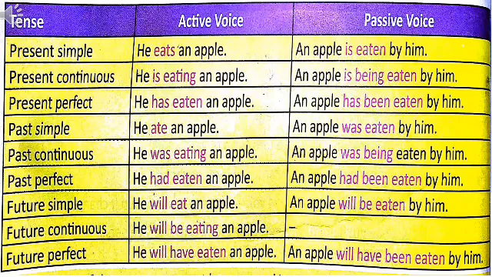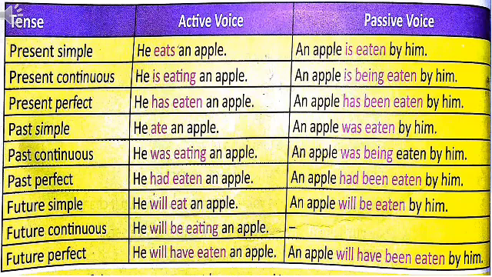Present perfect, he has eaten an apple. In perfect tense, after has, been is used. An apple has been eaten by him. Now, past simple, he ate an apple. In simple past tense, helping verb will be was or were according to the number of the subject. An apple was eaten by him.